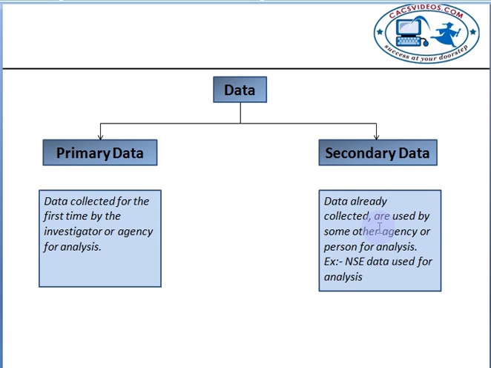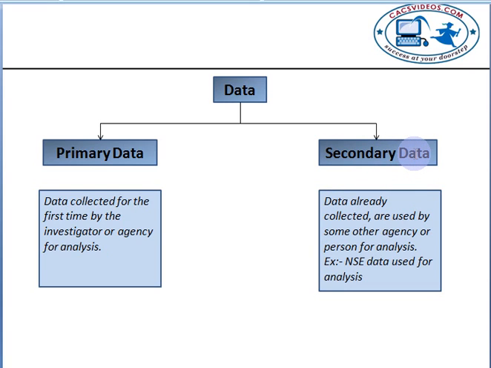What is secondary data? The data which is already collected by someone else, and you are using that data for your analysis. That is called secondary data. For example, data which is already available on the website of some international agency like the World Health Organization, or if you want to analyze some stock exchange data, then you can use the data which is already available on the NSE website. So here you are not collecting data, you are using data which is already collected by someone else. So that is called secondary data.